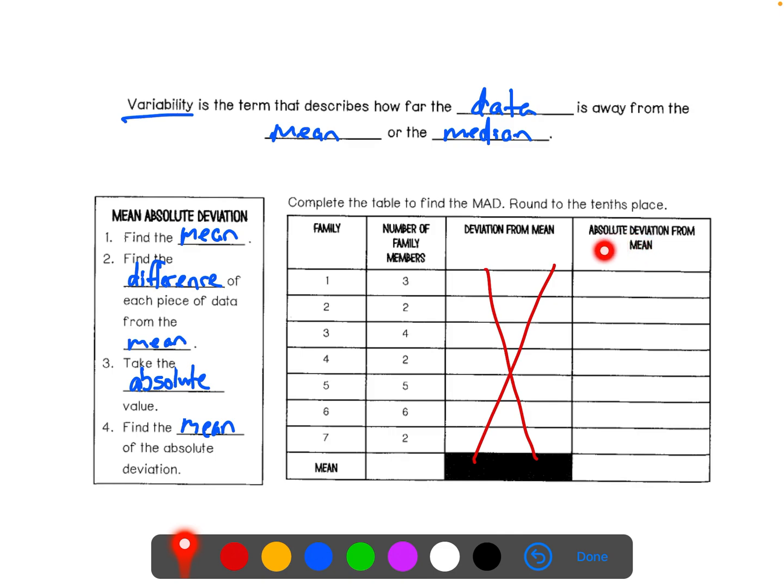So when we have found the mean, which is the number of family members here in these 7 families, what you want to do is see how far off each of these families is from the mean and just write it here. Okay, we're already going to write it as absolute value with no negatives. Go ahead and give that a try. Now, the mean of these numbers of family members is 3.4. That's what we're comparing to here. And that is why it tells us to round to the 10th place.